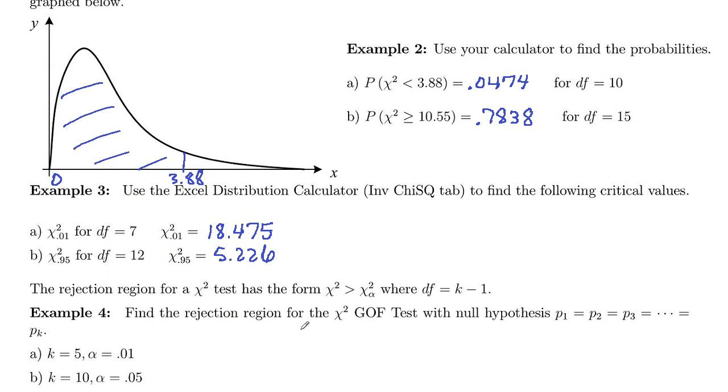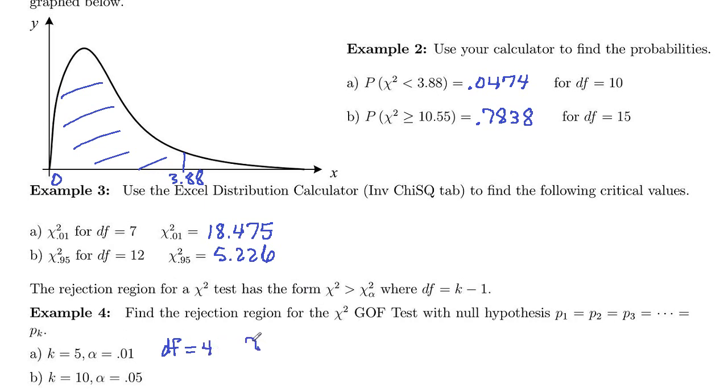And then lastly, we want to actually find the rejection region for a chi-squared goodness of fit test with a null hypothesis P1 equals P2 equals P3 all the way up to equals Pk. That's saying all the proportions are equal. All of the counts should be equally likely. So that's one form of null hypothesis. In part A here, they give us k equals 5 and alpha is 0.01. So we've got 5 proportions, 5 categories. Remember, our degrees of freedom are k minus 1, so 5 minus 1, which is 4.